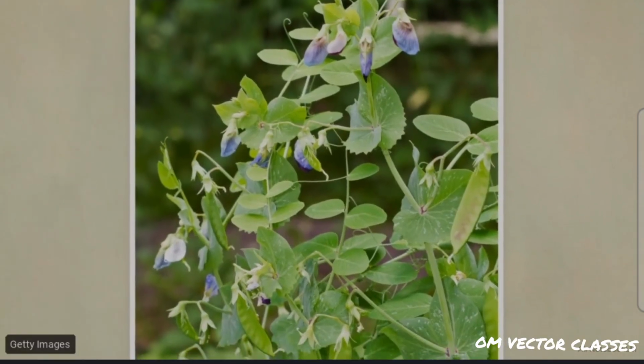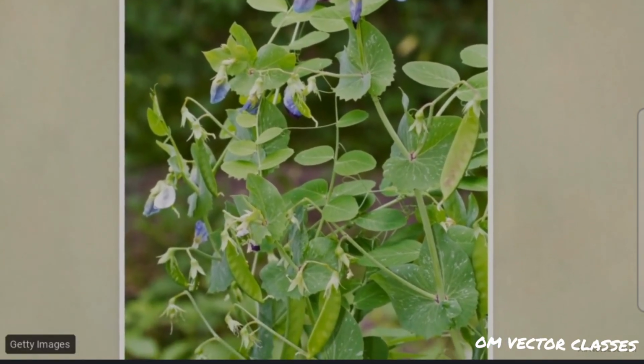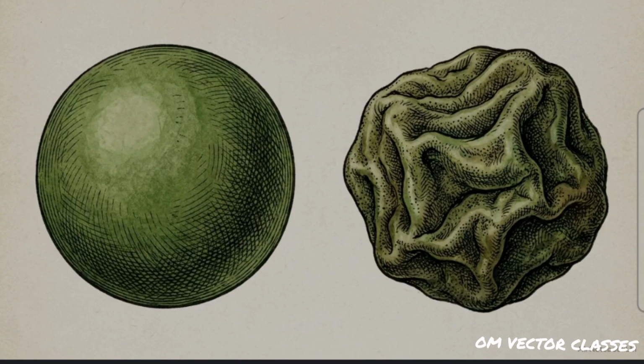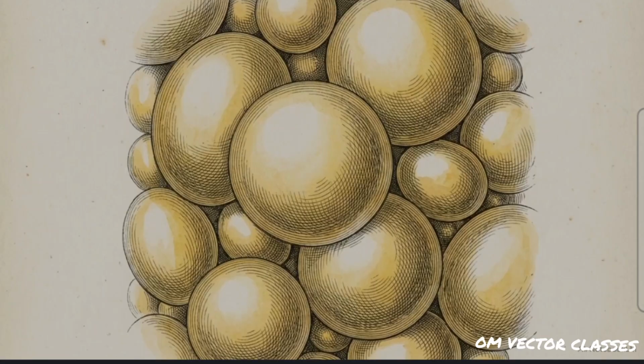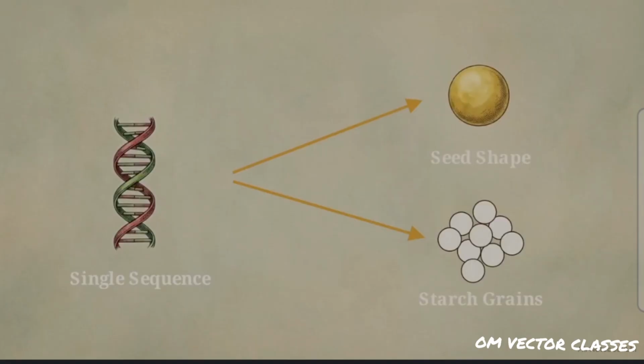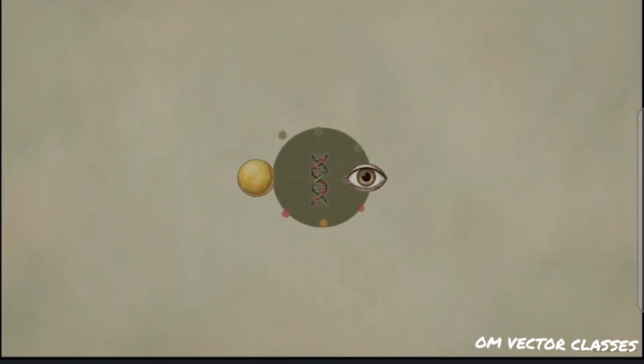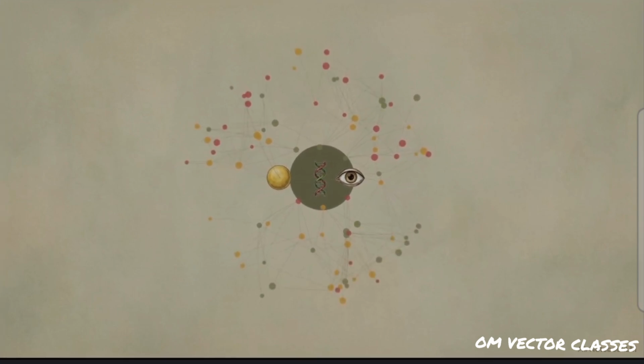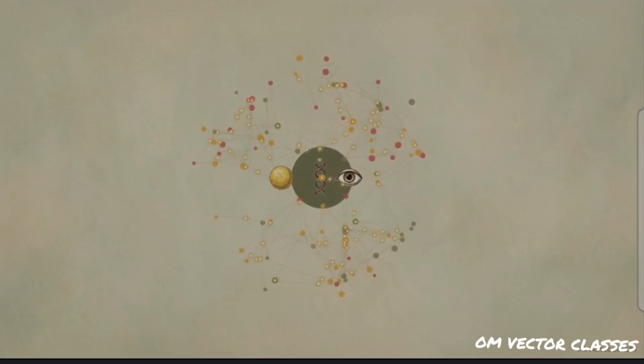Even Mendel's pea plants contained pleiotropic effects that defied a simple one-to-one mapping. The gene dictating whether a pea seed looks round or wrinkled at the macro level simultaneously influences the microscopic size of the starch grains inside that seed. One sequence dictates 2 different physical properties. Genes function as interconnected nodes within complex developmental pathways. This systemic influence disrupts the simple input-output logic of early genetic models.